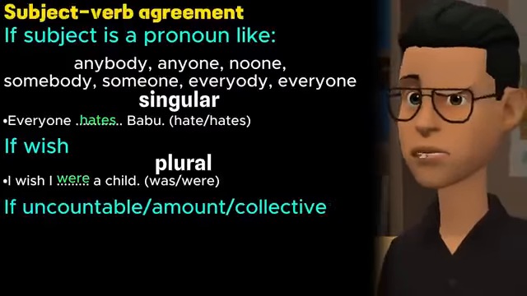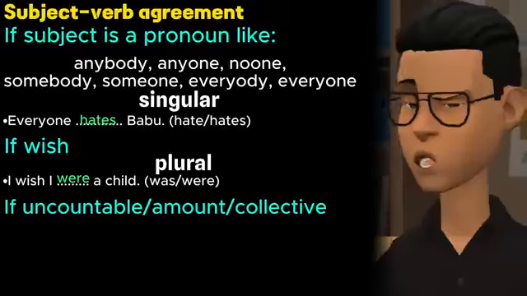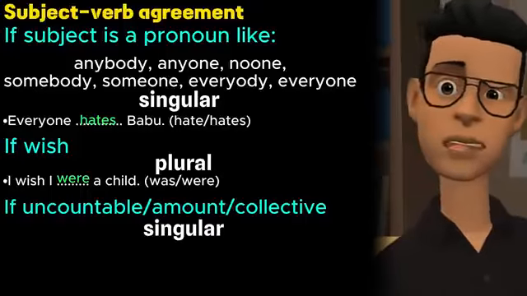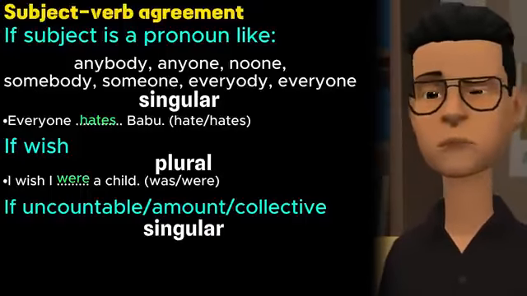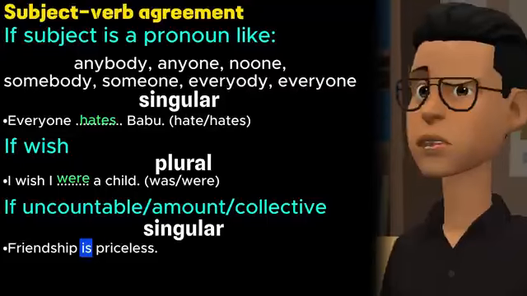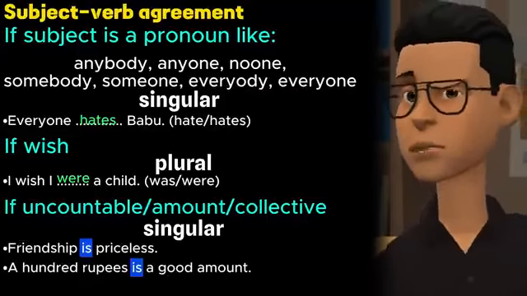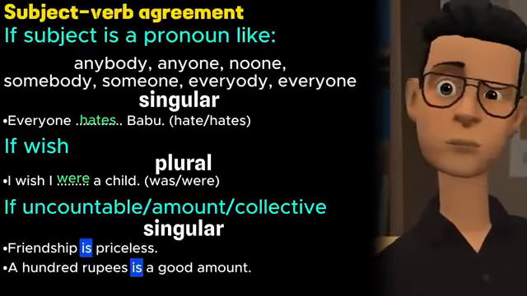Also remember, if the subject is uncountable, an amount of something, or a collective noun, a singular verb is used. For example, friendship is priceless. 100 rupees is a good amount. The team was losing.